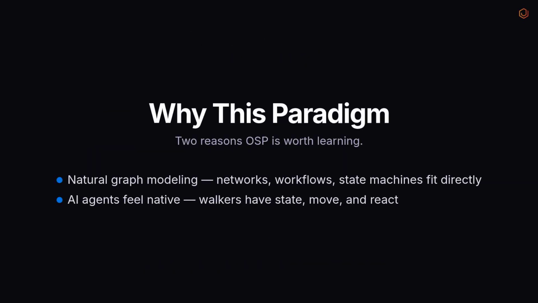2 reasons this matters. First, natural graph modeling: social networks, knowledge graphs, workflows, state machines. Problems that are already graphs stop needing translation. Second, AI agents fit naturally. A walker has state, moves through an environment, and reacts to what it finds.